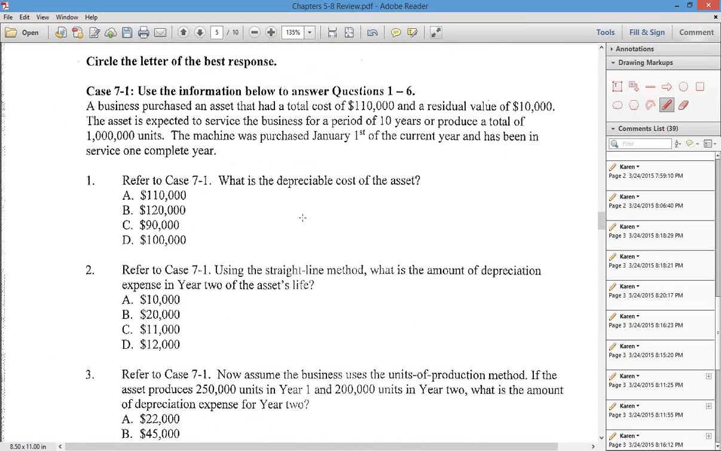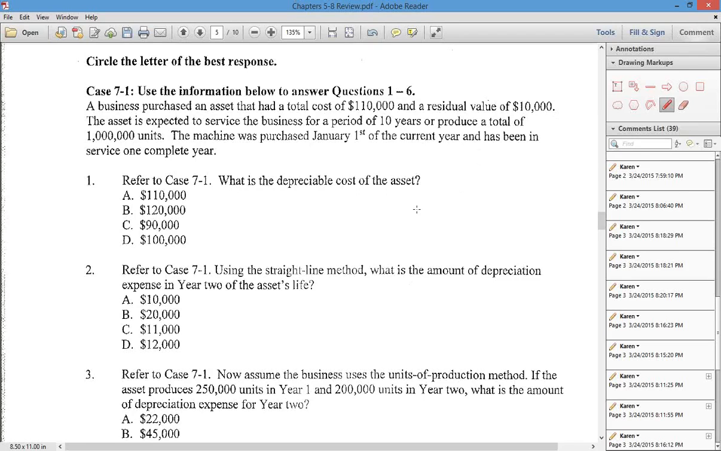Let's look at these examples here. So the business purchased an asset that had a total cost of $110,000 and a residual value of $10,000. The asset is expected to service the business for a period of 10 years or produce a total of 1 million units. The machine was purchased on January 1st of the current year and has been in service for 1 complete year. Okay. So what is the depreciable cost of the asset?